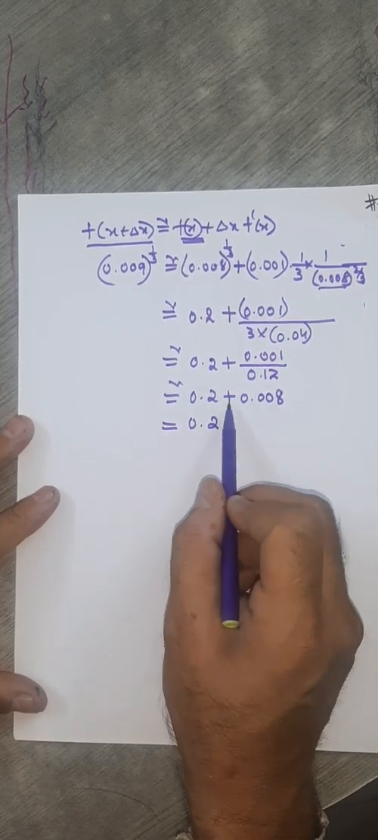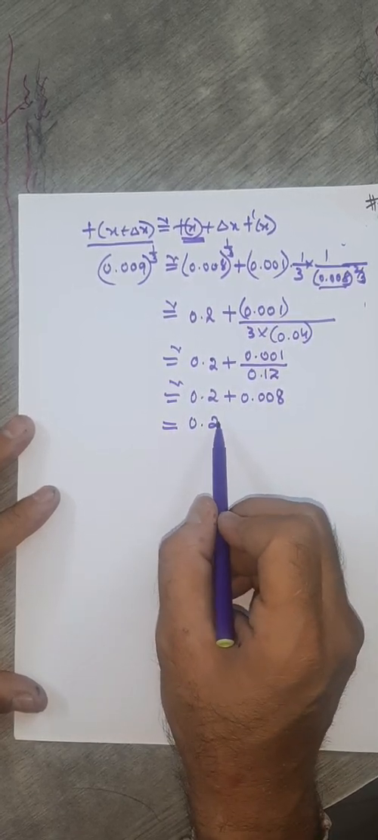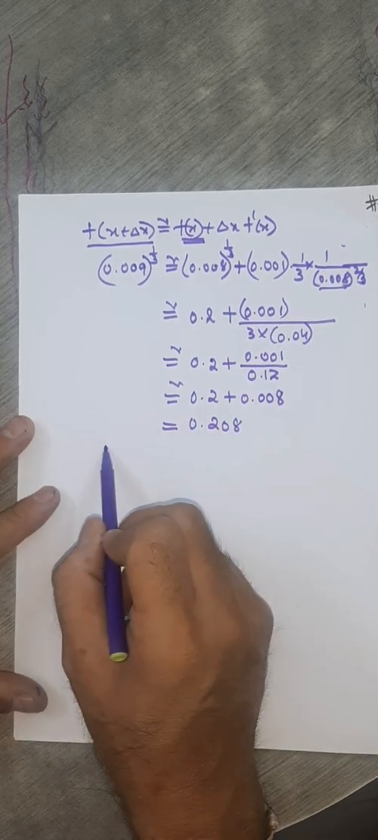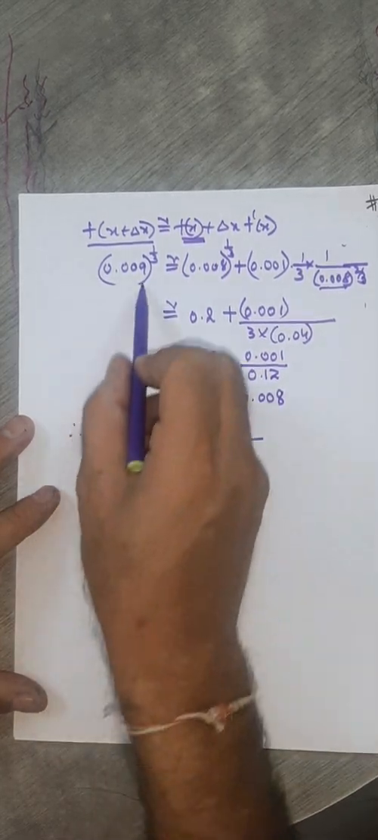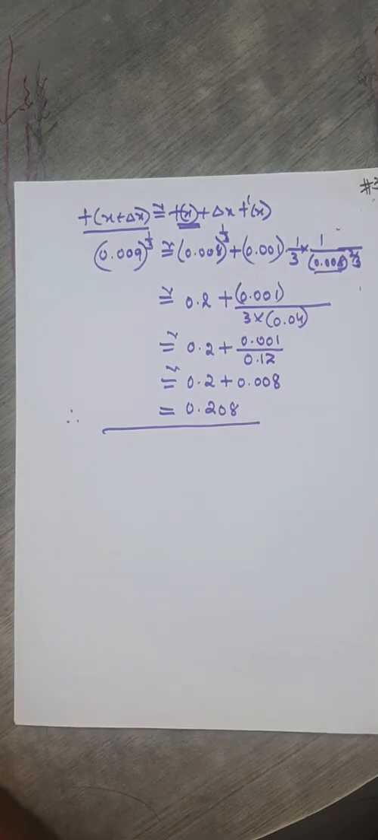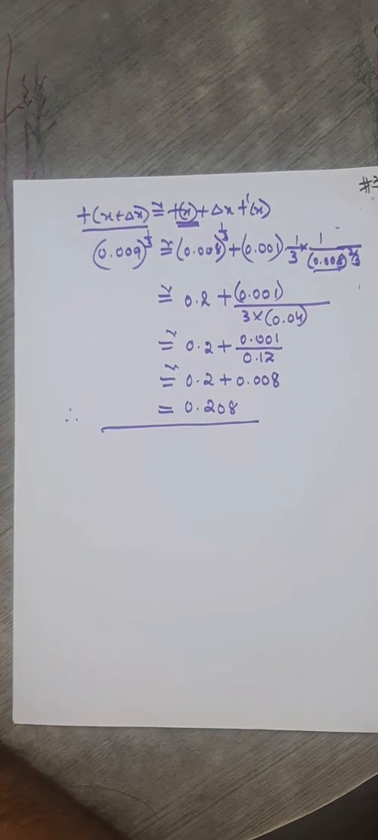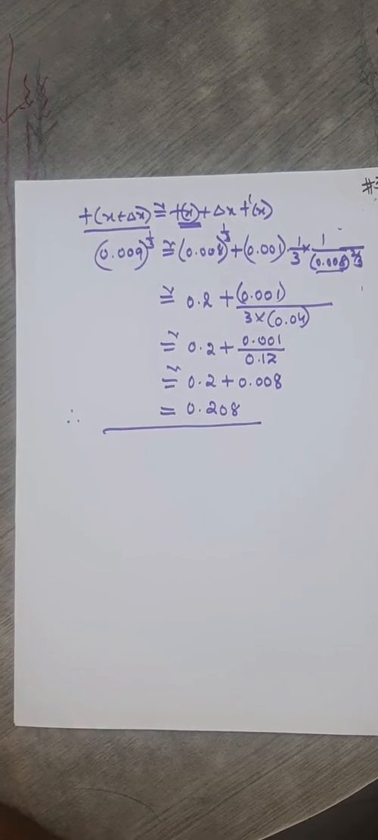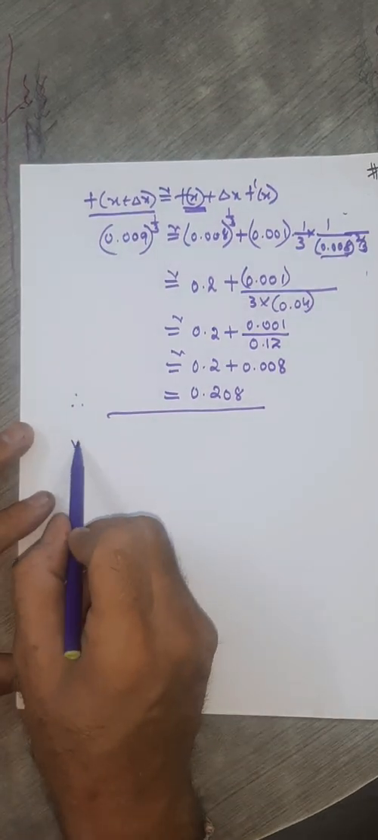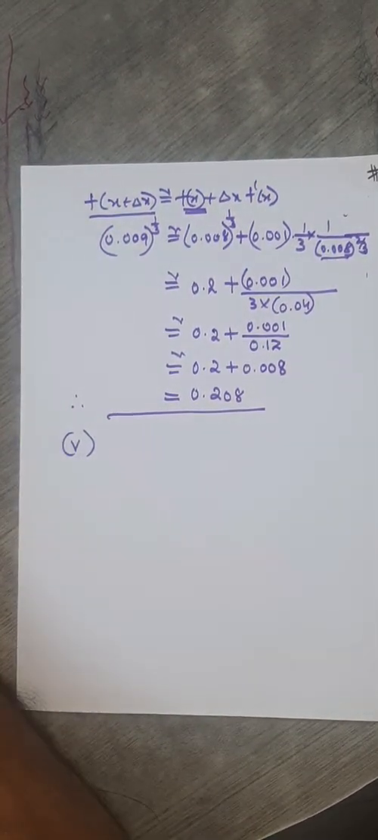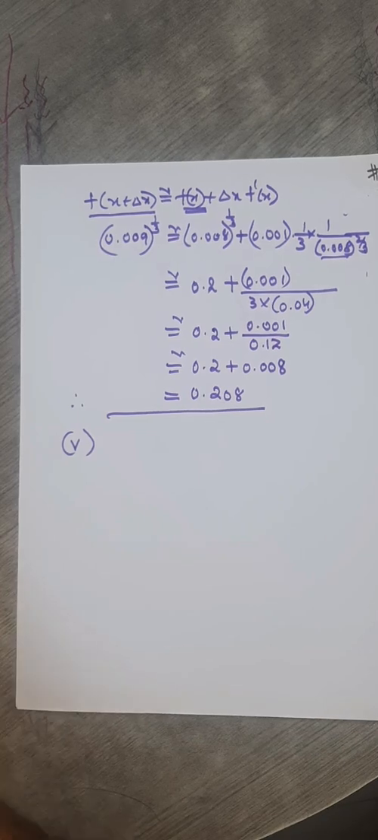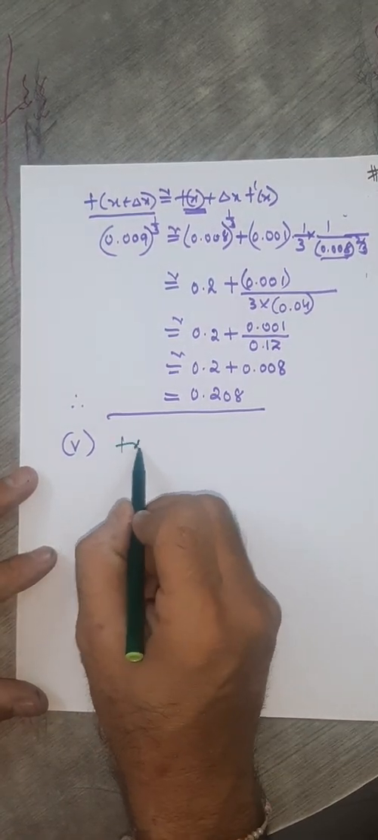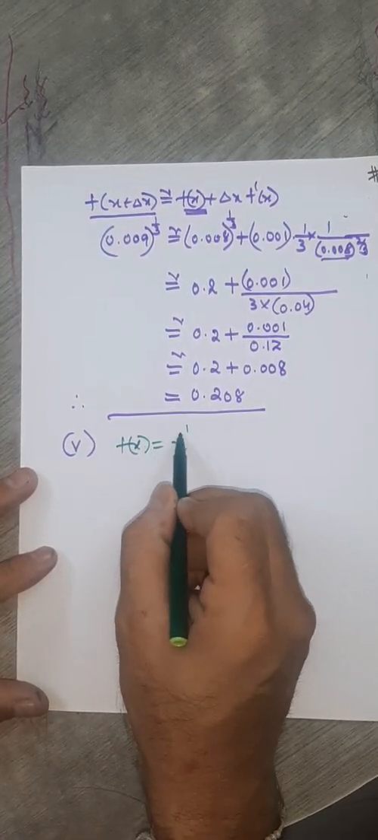0.2. We are just adding this to 0.208. That's nothing but the approximate value of the cube root of this one. Fine. Now what about the next question? In the fifth question, what is your function? Your function will be x raised to 1 by 10.